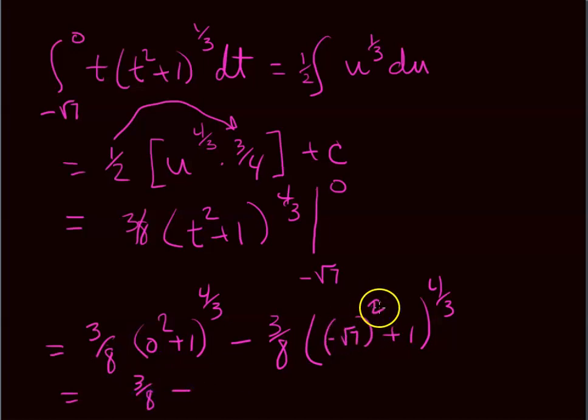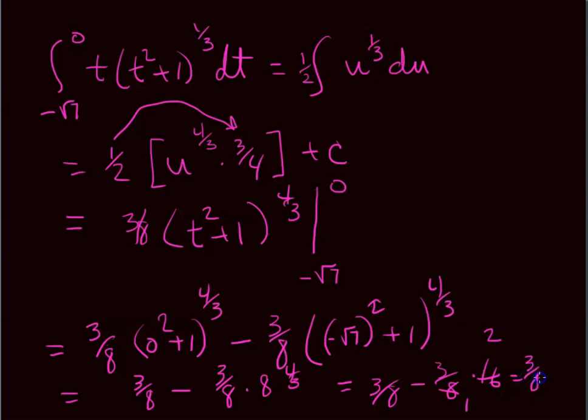This is the same thing we sort of did. Square that negative, it's positive. Square the square root of 7, it's 7 plus 1 is 8. So it's a negative 3/8, 8 to the 4/3. Take the cube root, you get 2 to the 4th power, and you get 16. So you get 3/8 minus 3/8 times the 16, or this goes once, this goes twice. There's your 3/8 minus 6, and we ran out of room again, but you can take it from there.